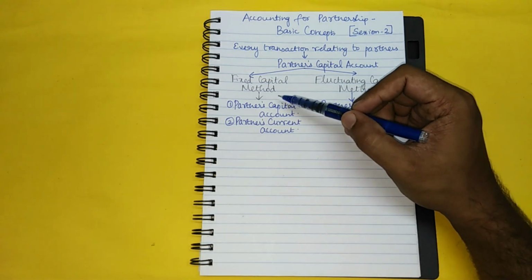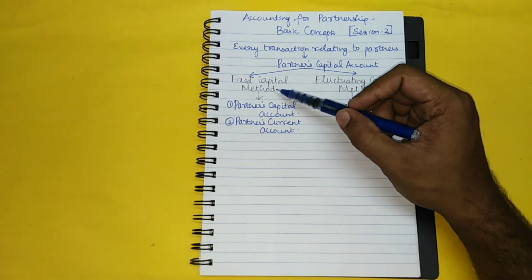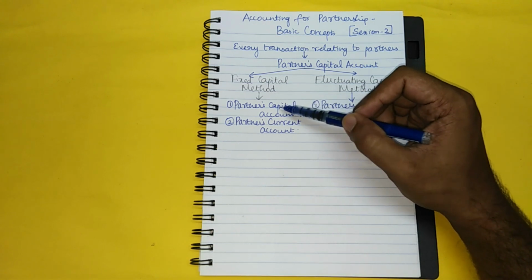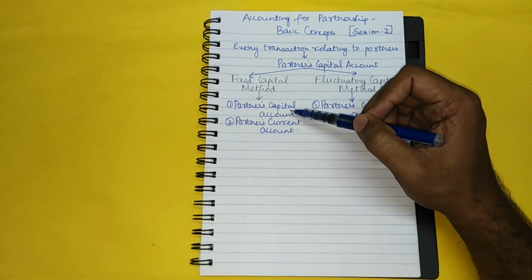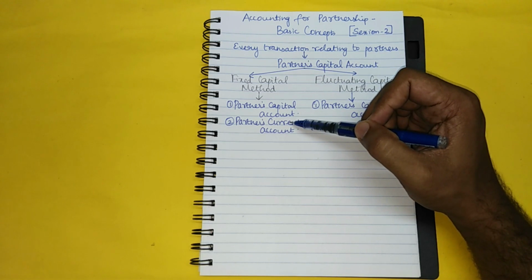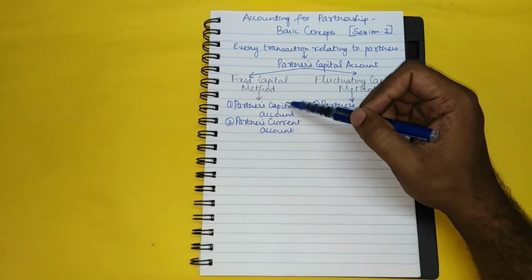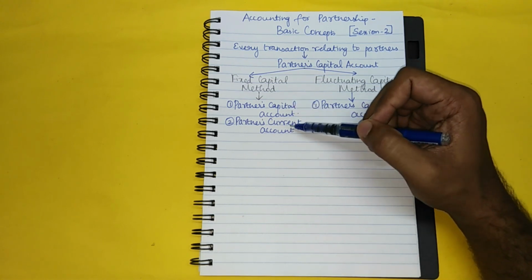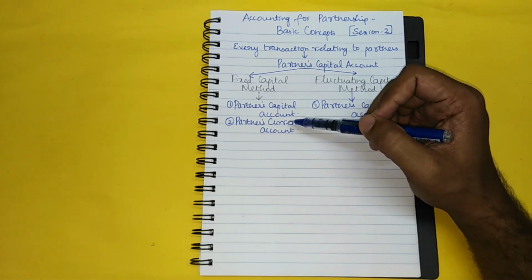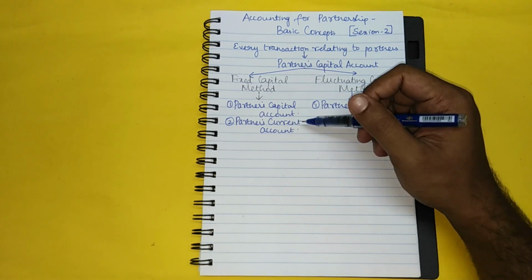There are a few special points relating to the fixed capital method. Let me tell you that. Under fixed capital method, the partners' capital account will always show a credit balance, whereas the partners' current account may have credit as well as debit balance. As a result, the partners' capital account will always appear on the liability side of the balance sheet, but the partners' current account will appear either on the asset side or liability side depending upon whether it has a debit or credit balance.